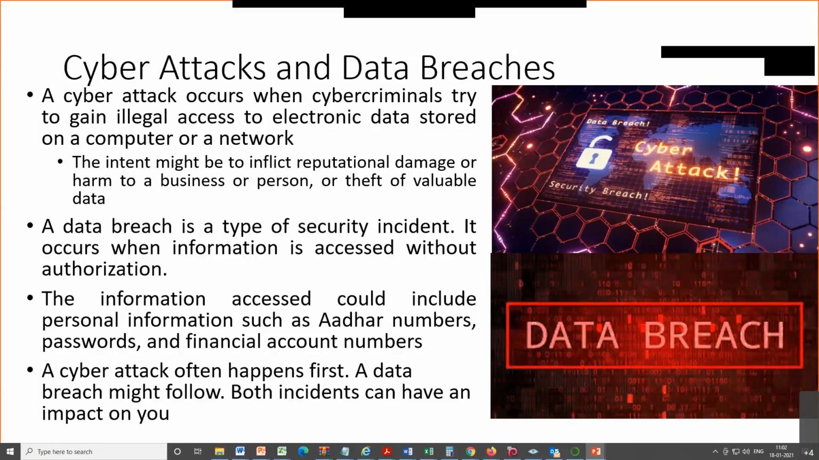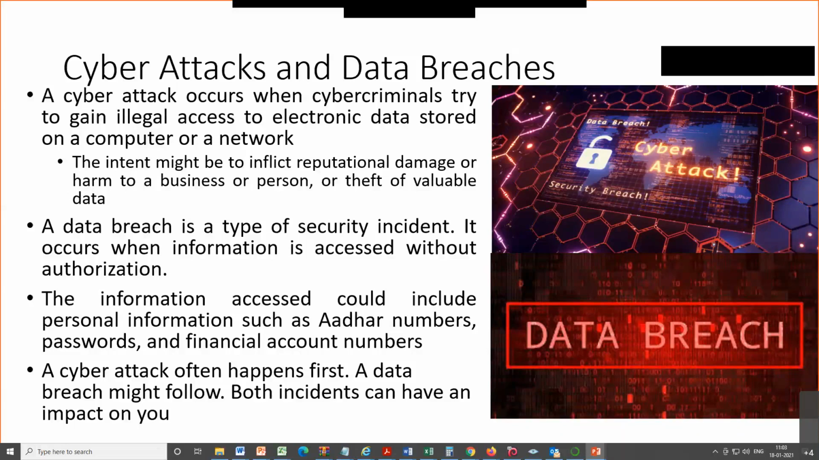The information accessed could include personal information such as Aadhaar numbers. There is news that UIDAI was attacked and a data breach has happened. Your passwords, your financial account numbers. A cyber attack often happens first, and a data breach might follow. Without an attack, it is very difficult. In the definition itself, you need to understand this.